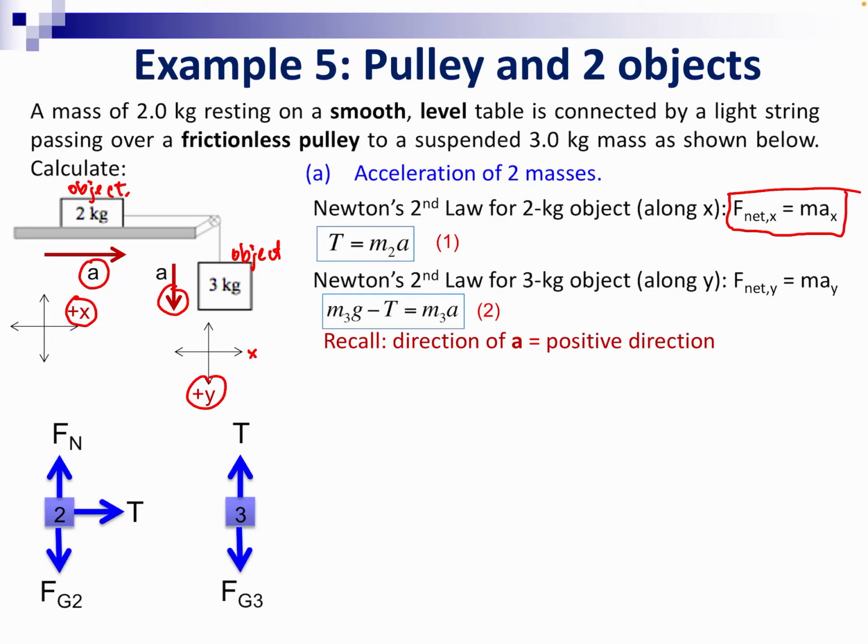Okay, for the 3 kilogram mass, Newton's second law of motion, again, net force is equal to mass times acceleration. But notice here in your free body diagram, you only have two forces, and notice how the tension is negative, yeah? The tension is negative. Why is the tension negative? The tension is opposite the direction of the acceleration, and therefore opposite the assigned positive y-axis.